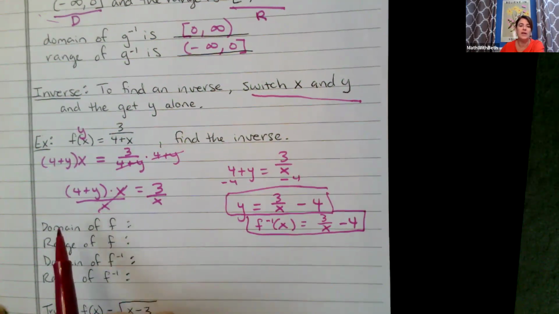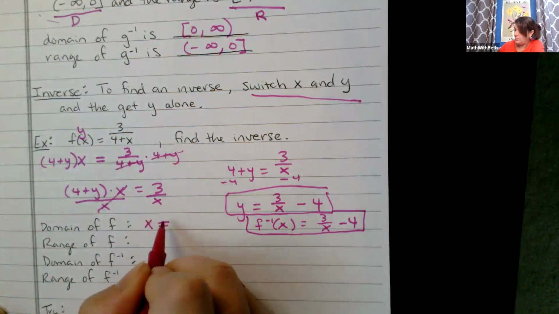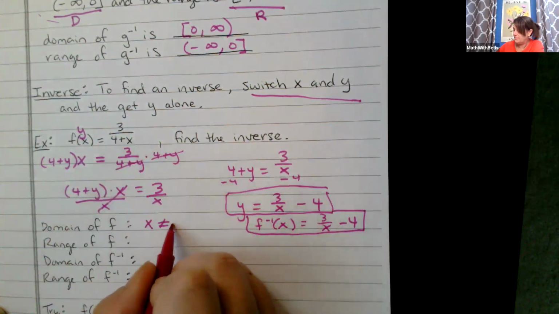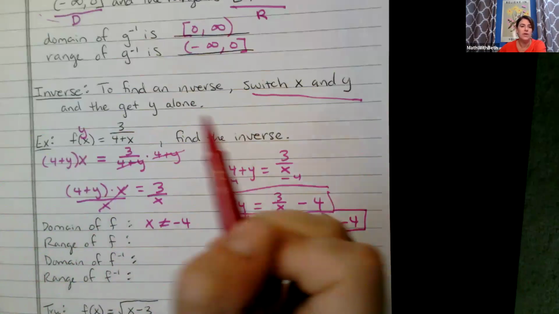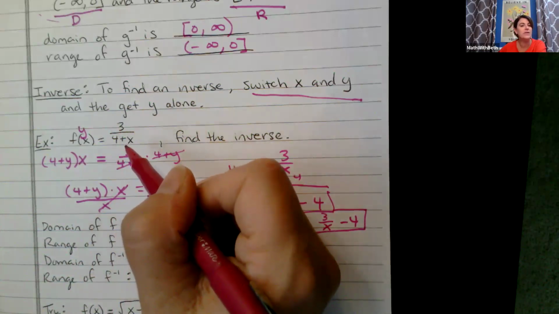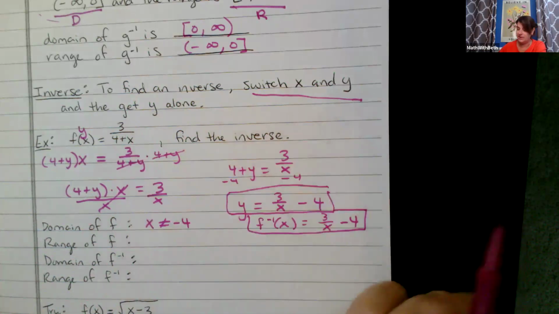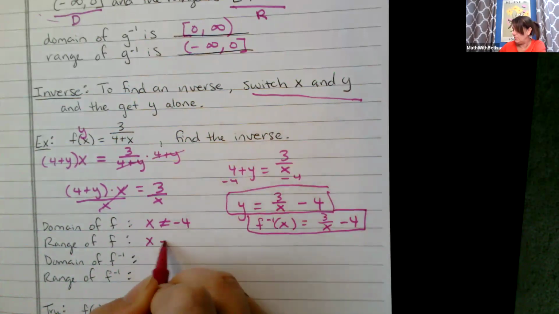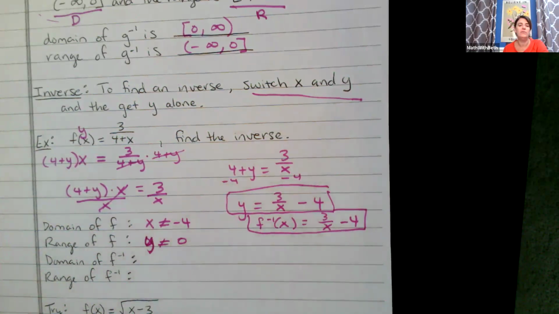So what was the domain of f, the original? Well, it was just everything but -4. What was the range of the original? Keep in mind, this is a rational function, and it would have had a horizontal asymptote at 0 because the bottom's bigger. So it would be all of the y's except 0.